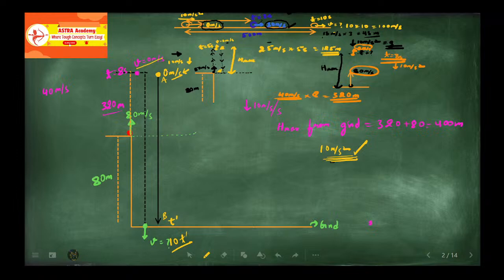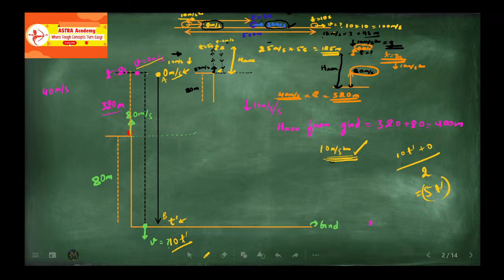So here the speed is 0 meter per second. Here the speed is 10 t dash. Okay, it is not time, it is a speed, because each second the speed is increasing by 10. So in t dash seconds it will increase by 10 t dash. And what is the average of 10 t dash and 0? It will become 5 t dash. Yes or no? So 5 t dash is the average speed, and t dash is the time.